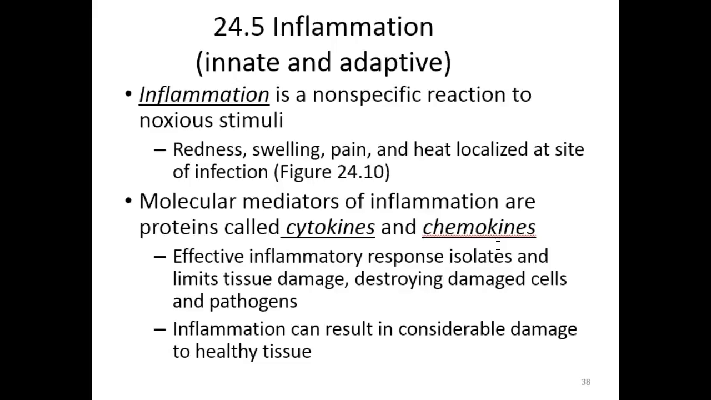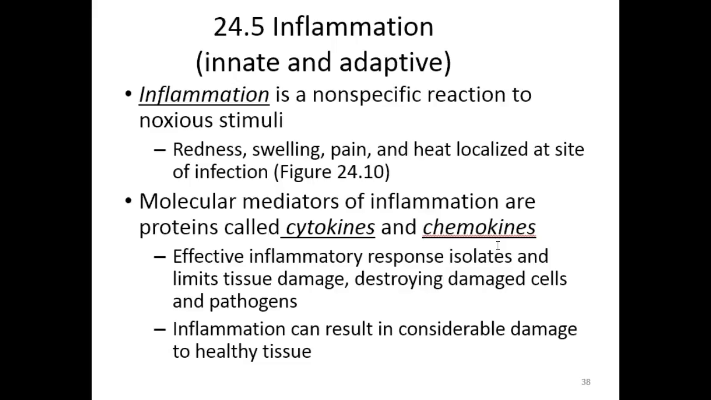So in general, it's a non-specific reaction. It causes redness, swelling, pain, or edema, and heat localized at the site of infection. And the mediators, as I said before, are these proteins called cytokines and a subclass of cytokines called chemokines, which attract other white blood cells to the site of injury or infection. An effective inflammatory response isolates and limits tissue damage, destroying damaged cells and pathogens.